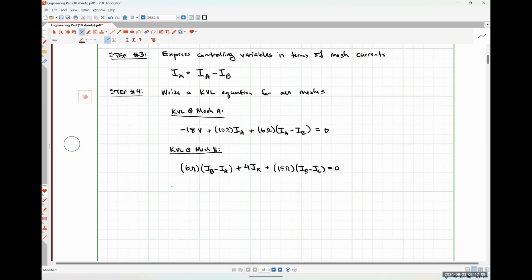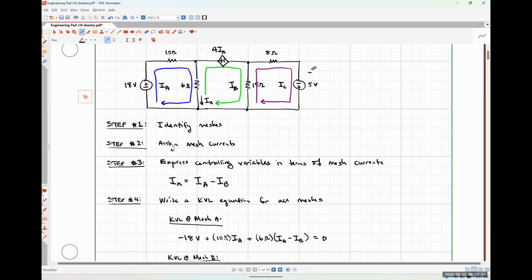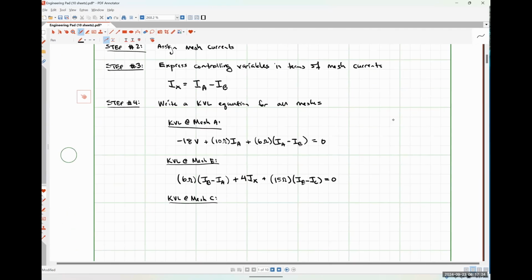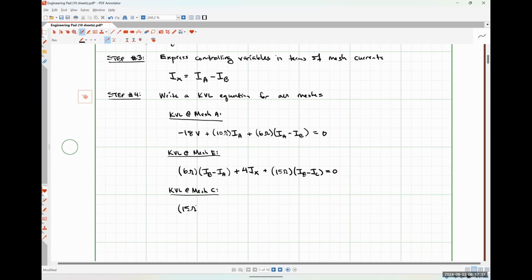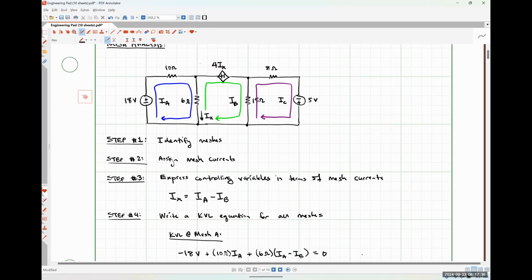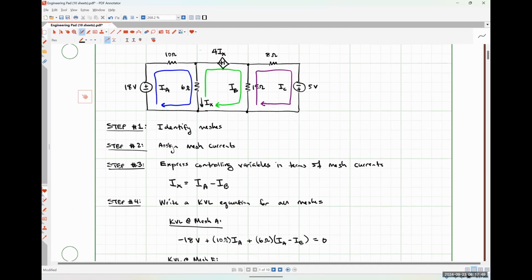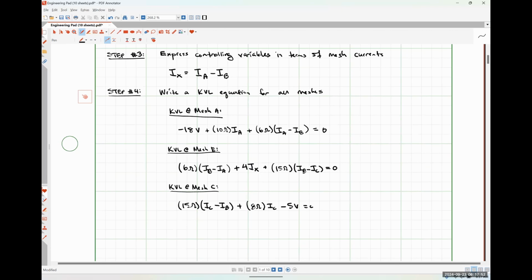So now let's do KVL at mesh C. You guys tell me what this one is going to look like. So 15 times IC minus IB, absolutely. Next, eight ohms times IC. And lastly, minus 5 volts is equal to 0.